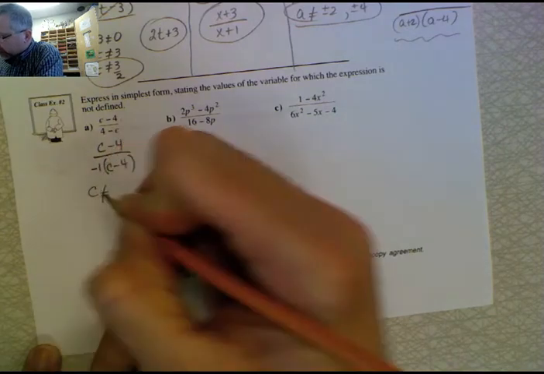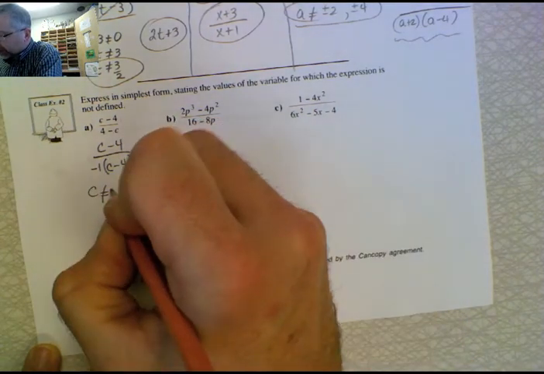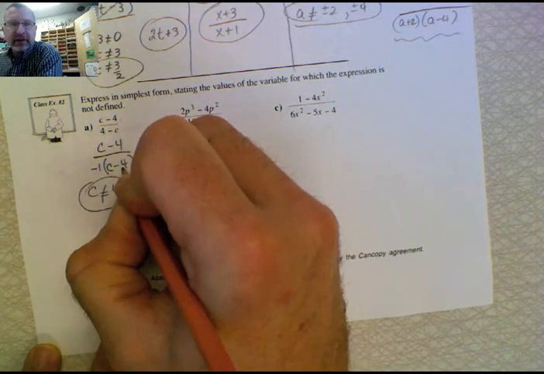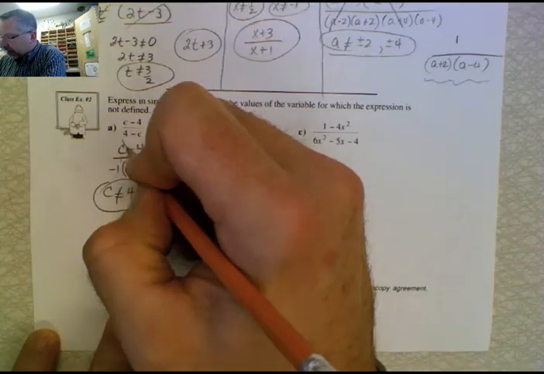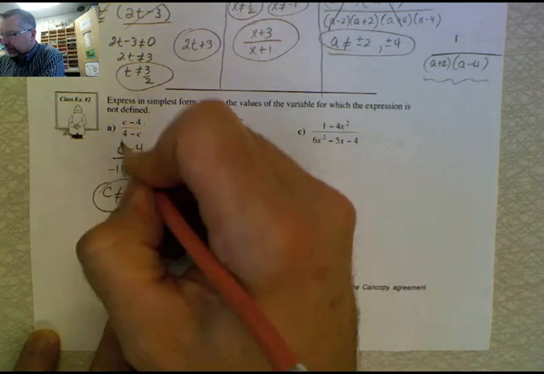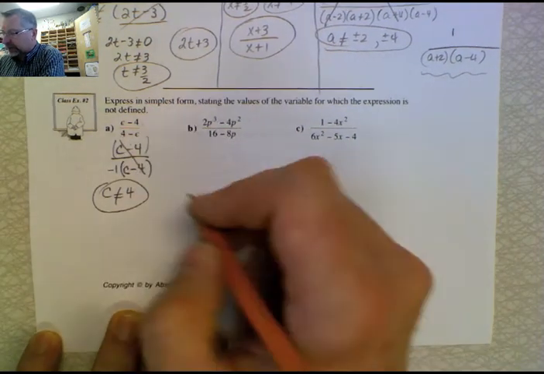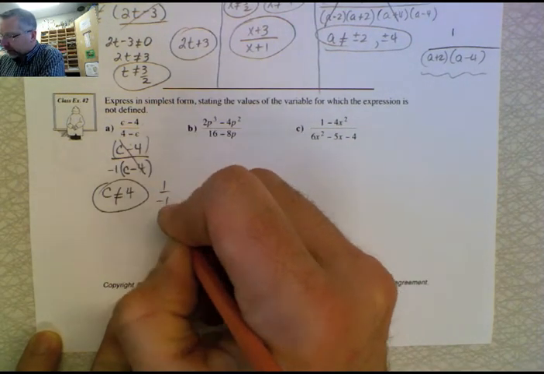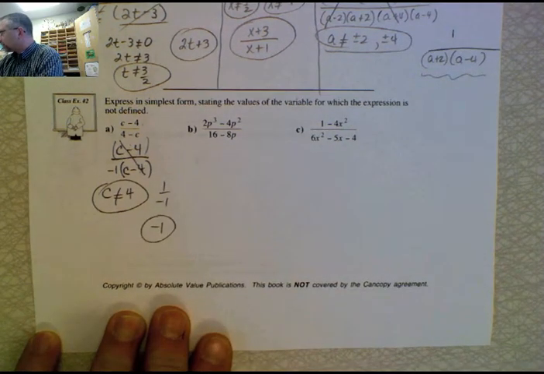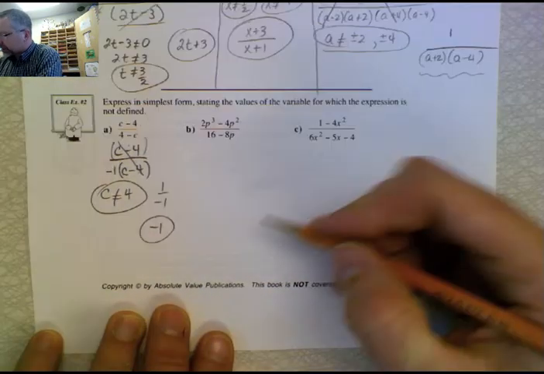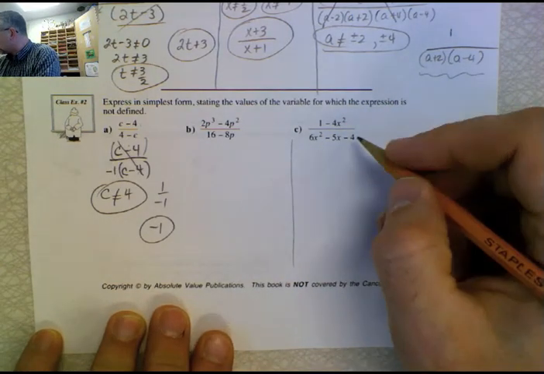Now our restriction here is c cannot equal 4. You equate c minus 4 to 0 and you solve for c. Then when we cancel out our common factors, the c minus 4 and the c minus 4, I get 1 divided by -1, which gives me an answer of -1. We're going to skip this middle example and go to the third one.